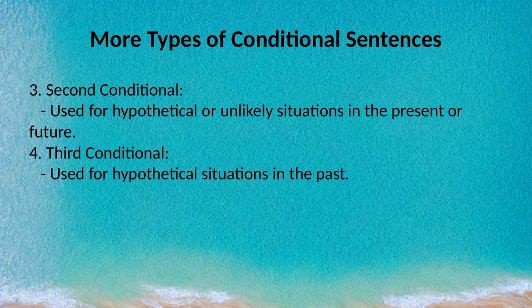Thirdly, we have the second conditional for hypothetical or unlikely situations in the present or future. For example, if I were rich, I would travel the world. And lastly, the third conditional, used for hypothetical situations in the past. For example, if I had known, I would have caught you.